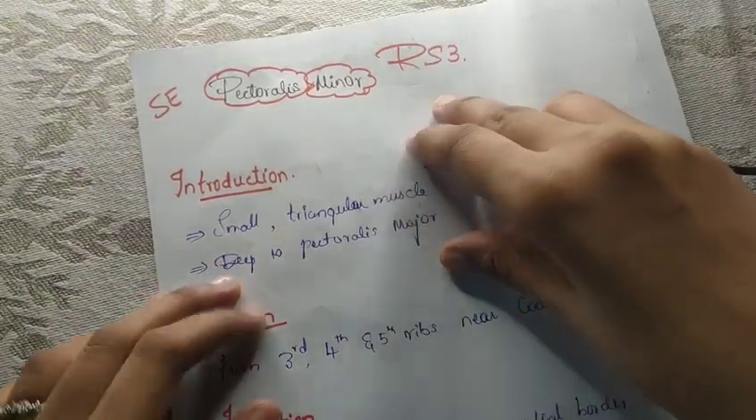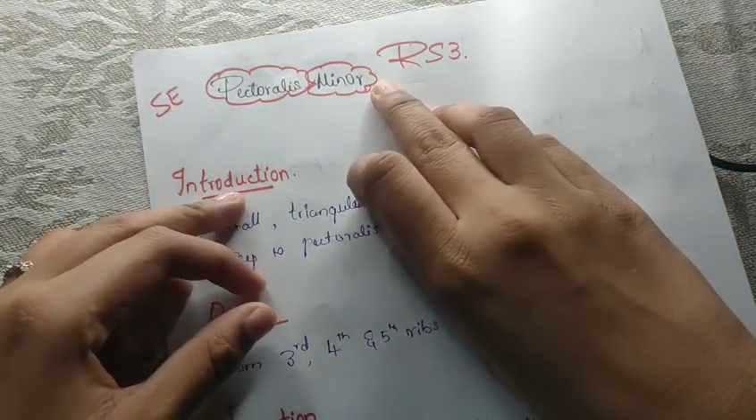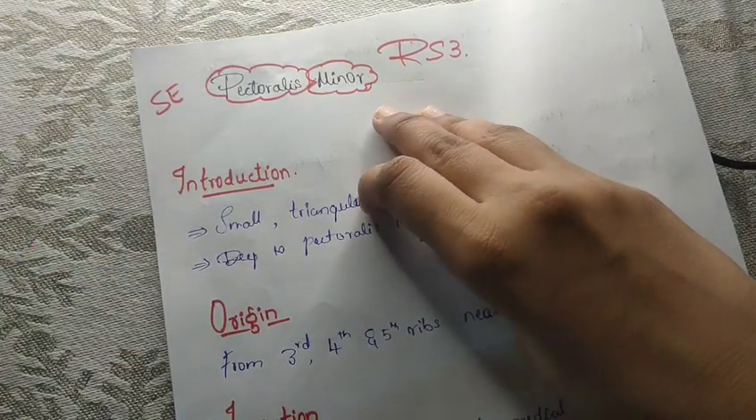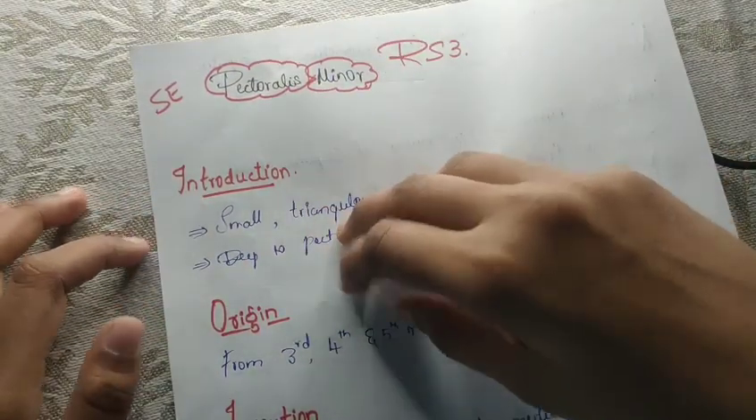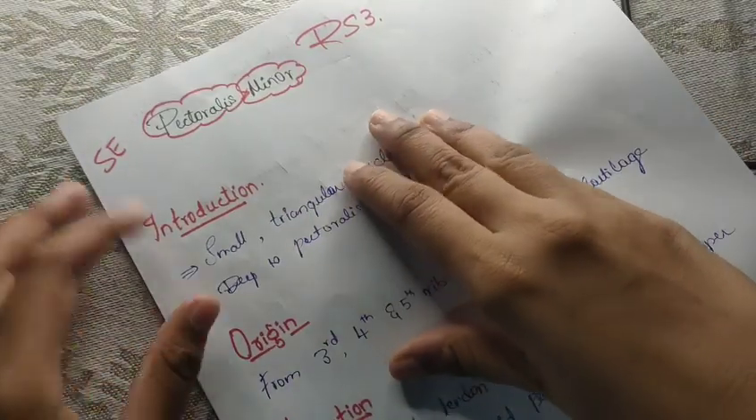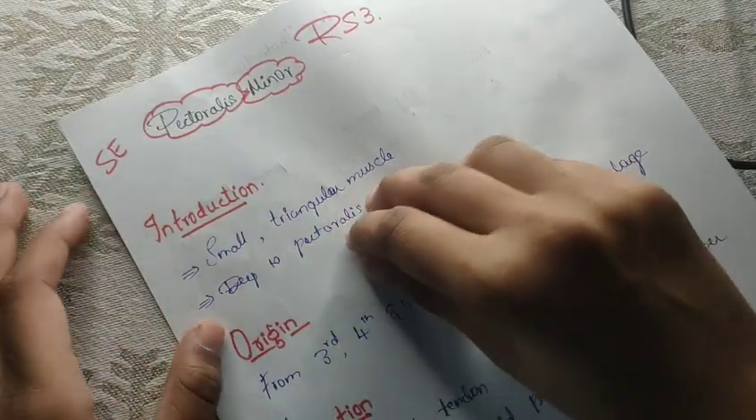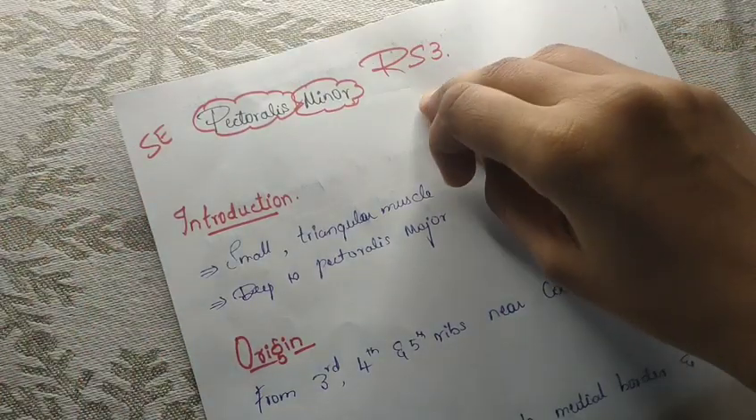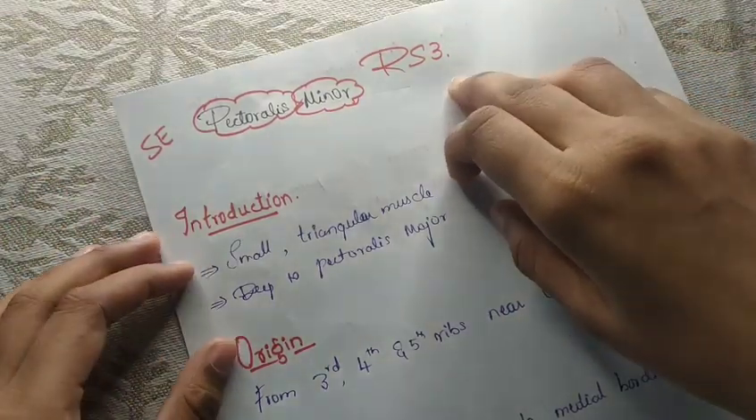In this video, I'll be teaching you about the pectoralis minor muscle, which has been asked as a 5-mark question. They ask you about the attachments, nerve supply and actions. I'll be discussing all of these in this video, which is a RS. It has been asked in the revised syllabus 3, that is RS3.